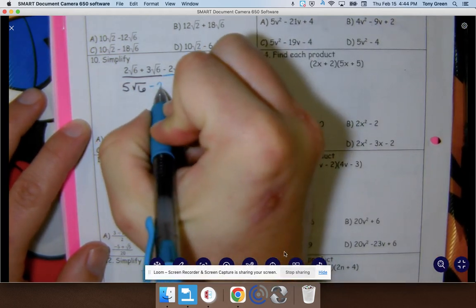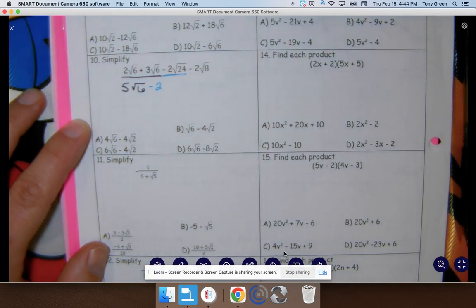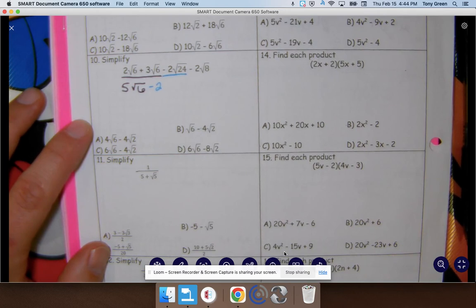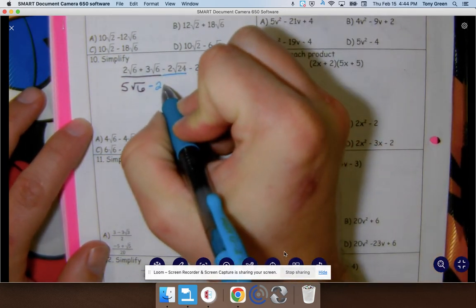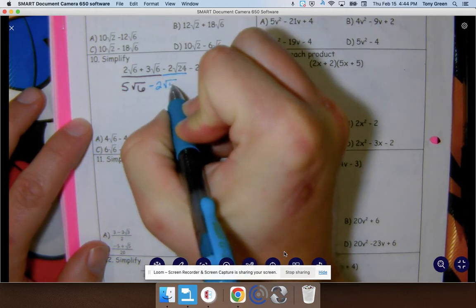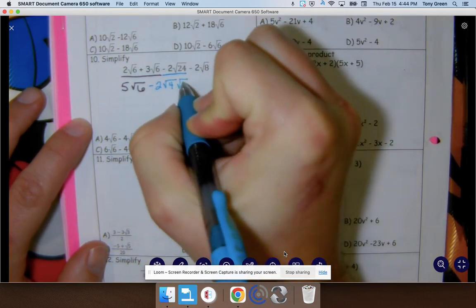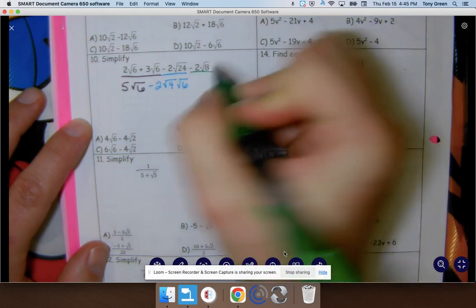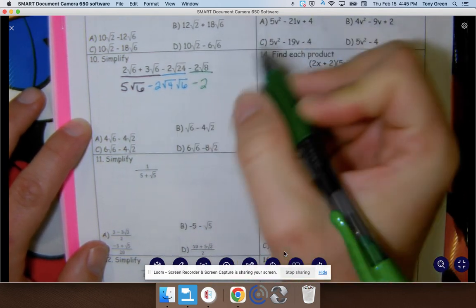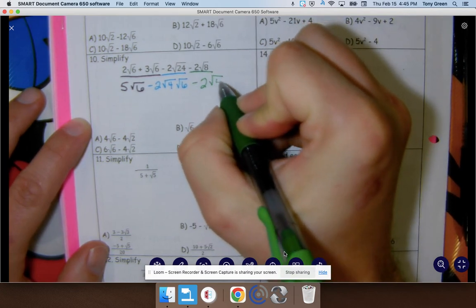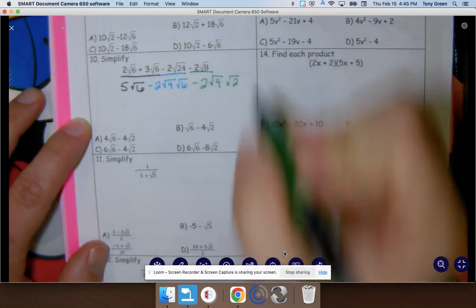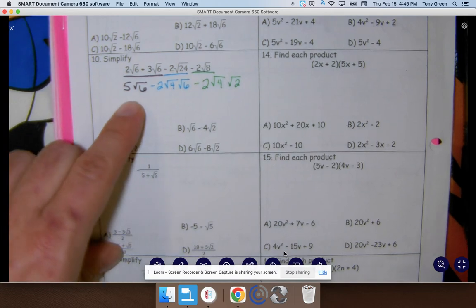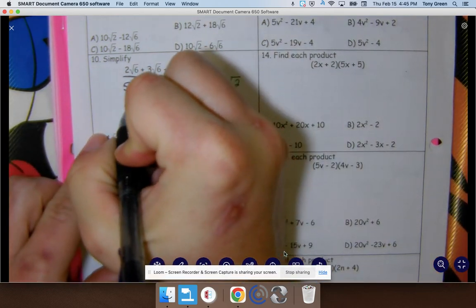So minus 2 times the square root of 24, we can break that up into 6 times 4, which has a perfect square, 8 and 3, which doesn't. So we'll do 6 times 4, but I'm going to put my perfect square first. The square root of 4 times the square root of 6. And then we'll do our last one, minus 2 times the square root of 8, which is going to be the square root of 4 times the square root of 2. Okay, so 5 square roots of 6, we'll just bring that down.